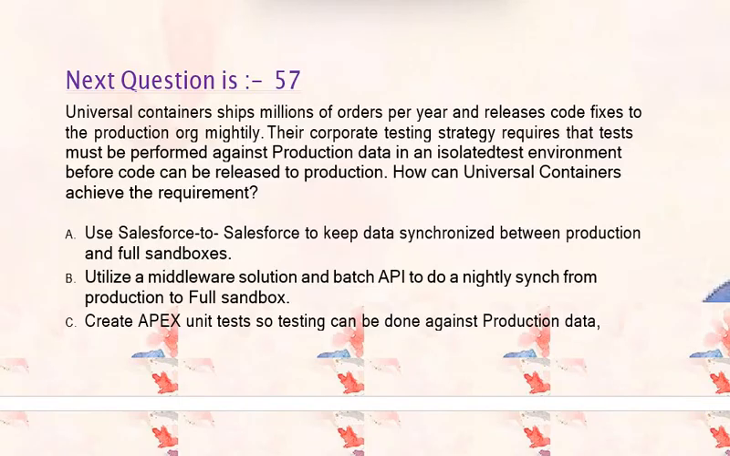Question is Universal Containers ships millions of orders per year and releases code fixes to the production org mightily. Their corporate testing strategy requires that tests must be performed against production data in an isolated test environment before code can be released to production. How can Universal Containers achieve the requirement?